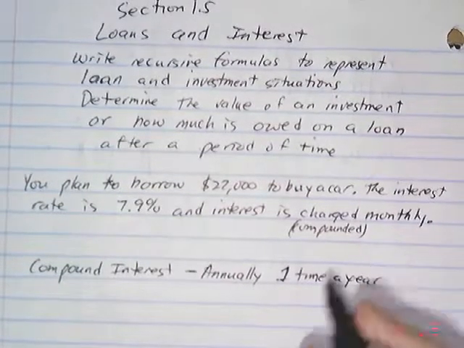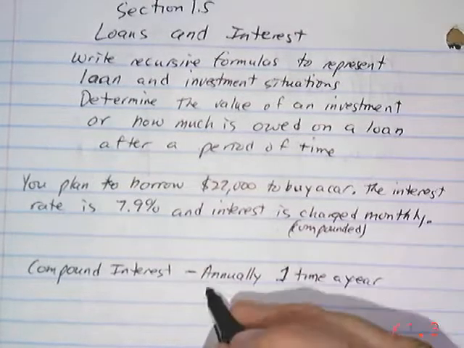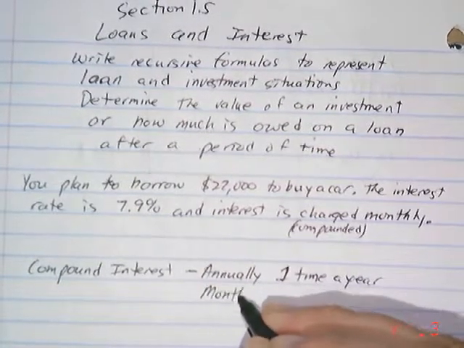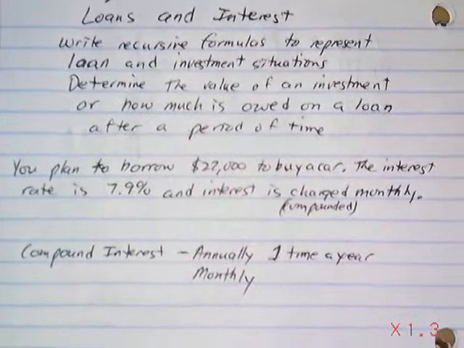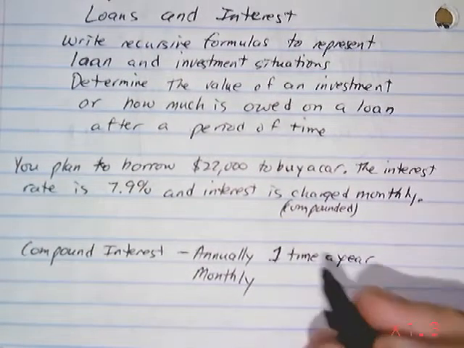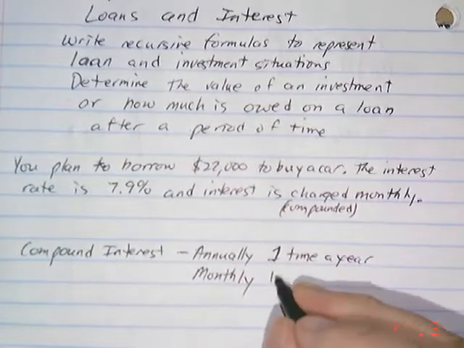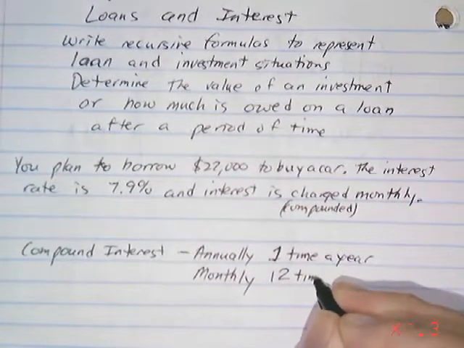Now, daily and monthly are the two most common ways of compounding interest. We give interest daily or monthly. A lot of banks will compound your interest daily, but they won't actually put it in your account. They'll only put it in your account once a month. That's the way a lot of these work.